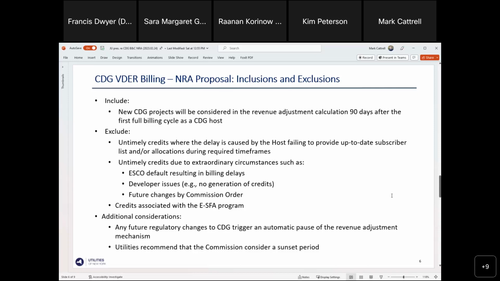The other thing I wanted to ask, though, was it seems like this negative revenue adjustment only applies if the actual CDG host bills. Is that correct? So if there's a delay in actually billing the host, would this NRA not apply? Because I know we've seen significant delays in actually getting the host to bill, and that would have to happen in order for credits to be applied. So I'm just trying to understand whether that is a trigger for the application of this NRA.